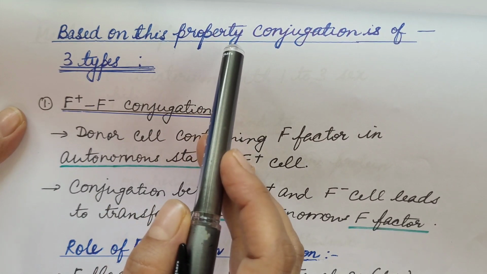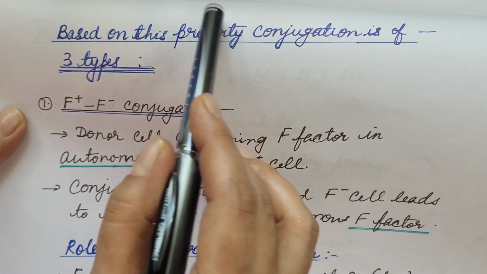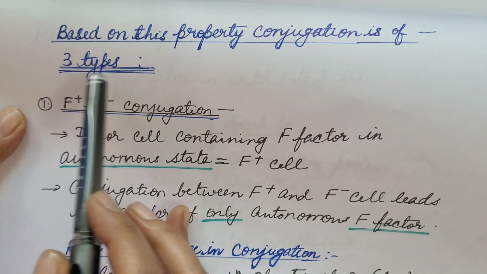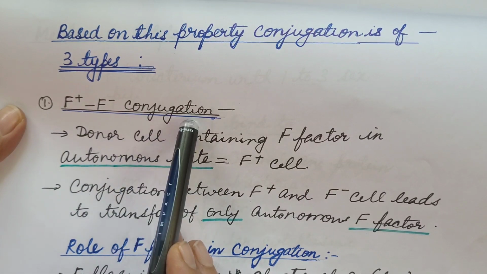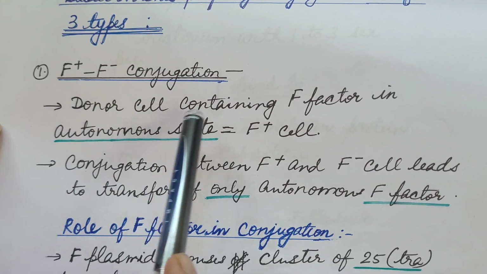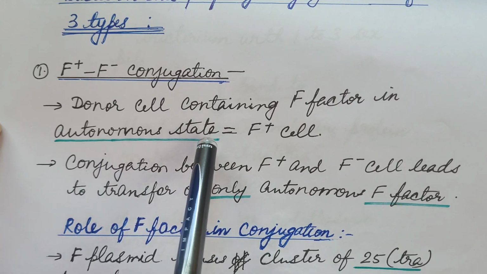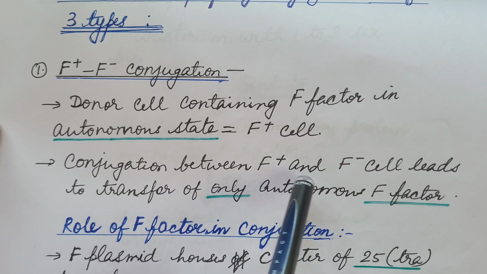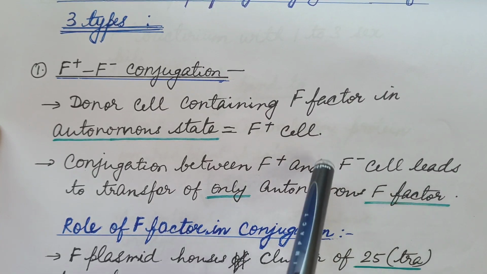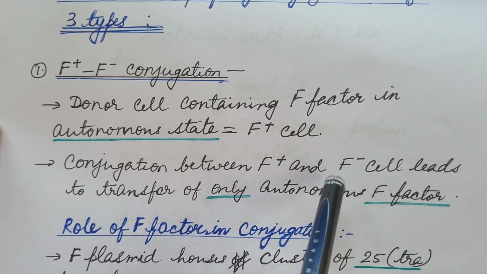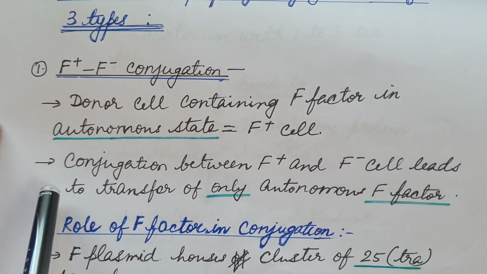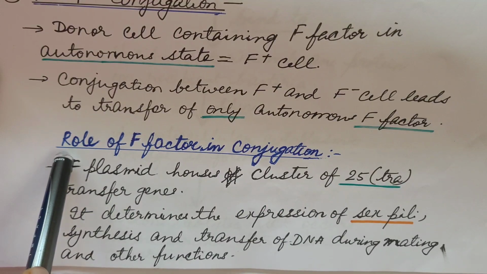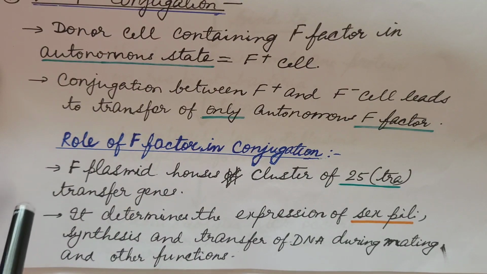So, based on this property, that means whether F plasmid is autonomous or integrated, conjugation is of three types. First is F plus F minus conjugation. The donor cell which contains F factor in autonomous state is known as F plus cell, and conjugation between F plus cell and F minus cell, in which F factor or F plasmid is not present, leads to transfer of only the autonomous F factor.